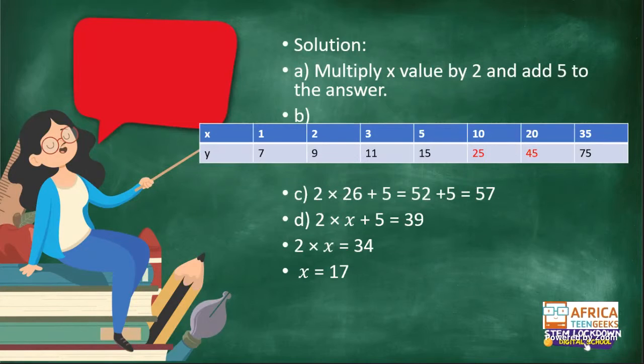2 times x. Now, if you divide 34 by 2, you get 17. So the x value will be 17. That is what I was trying to tell you, that the x value will be 17.